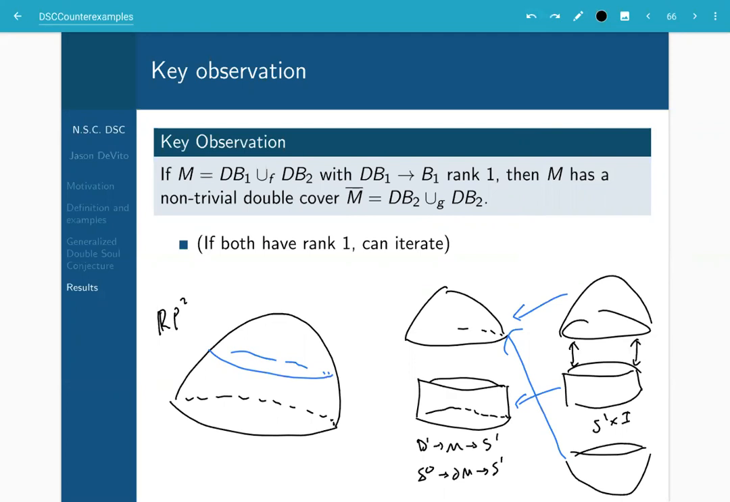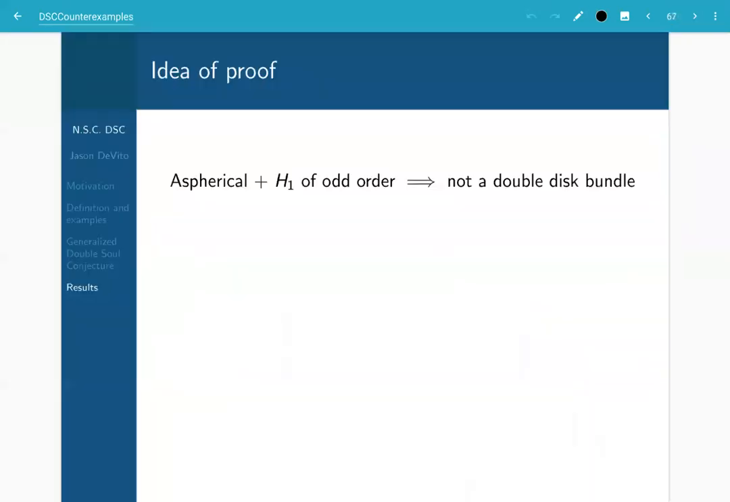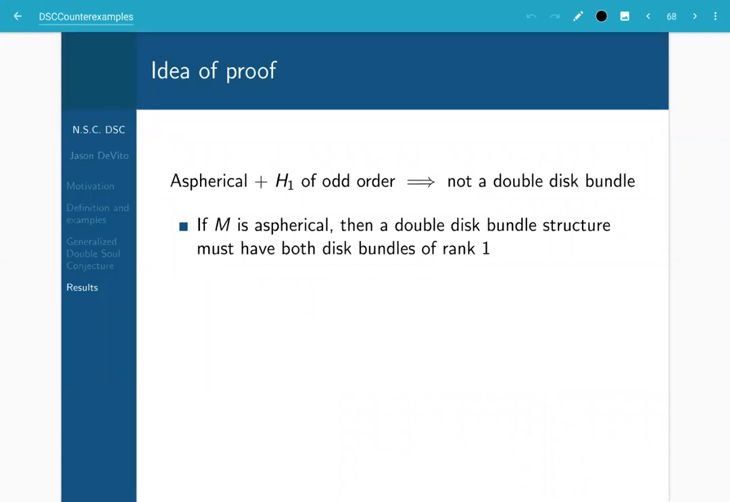So nice result. So how does this key observation help either for the flat manifold case or the 3-manifold case? Well, we'll see it pop up in a second. So going back to the flat case, I mentioned that there's two main details to this flat case. The first one is an obstruction. And if you have an aspherical manifold and the first homology has odd order, then what you have is not a double disk bundle. And so I want to talk about the proof of this just fairly briefly.